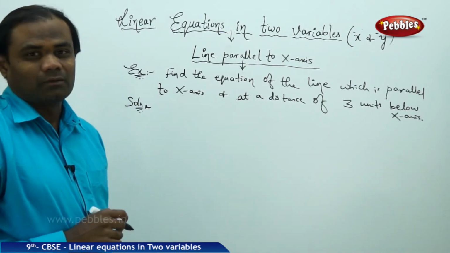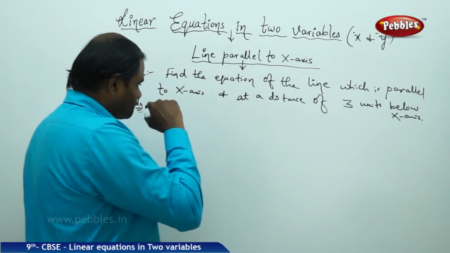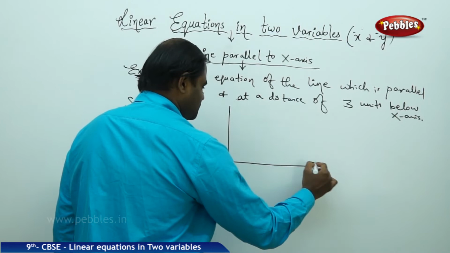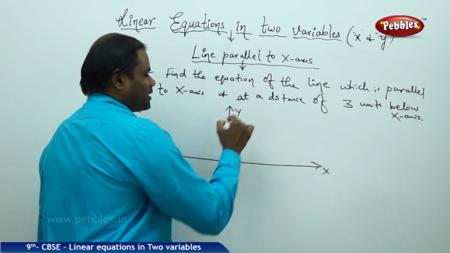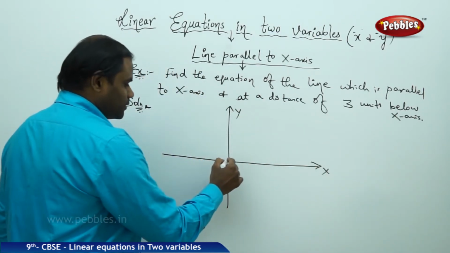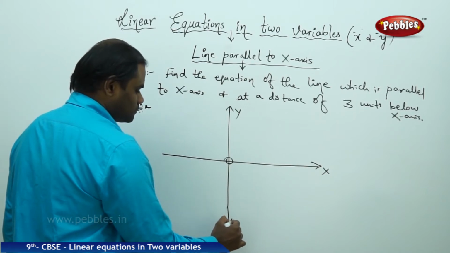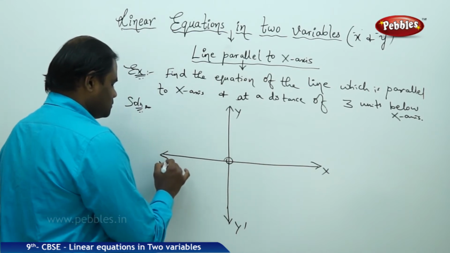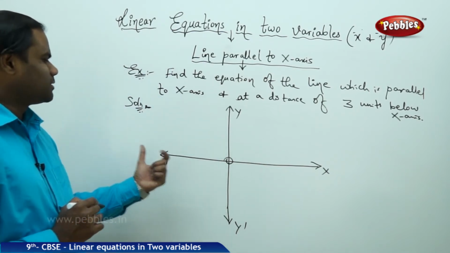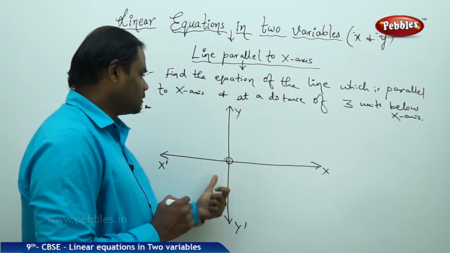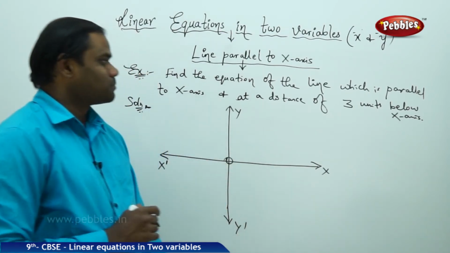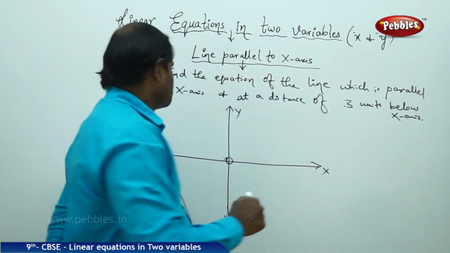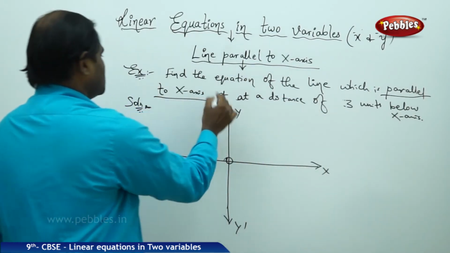So let's see how we can convert this into the Cartesian plane. The Cartesian plane consists of x-axis and y-axis intersecting at origin, x dash and y dash intersecting at origin. Now the question says we had to find the equation of the line which is parallel to x-axis.